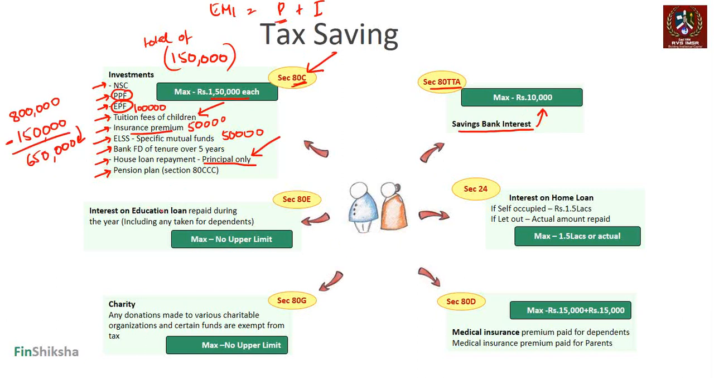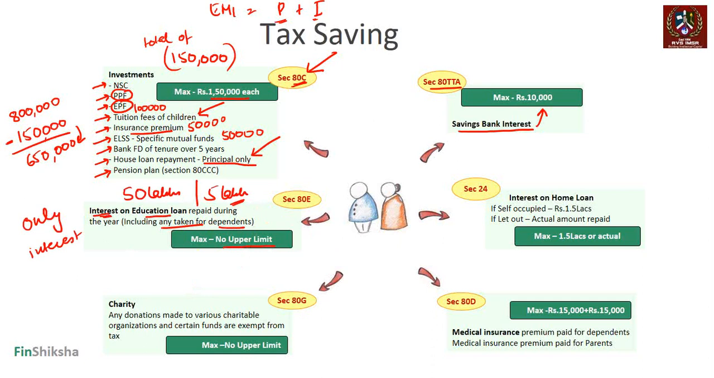If someone takes an education loan, then only the interest paid on it out of the EMI, only the interest component, remember, only interest, and including any loan taken for a dependent. So if I take a loan for my kid who's a dependent, all this can get cut from my total taxable income. There is no upper limit. So if the education loan is for foreign studies and I take a loan of, let's say, 50 lakh rupees, and in the first year there is a 5 lakh interest component on that, that entire 5 lakh will get subtracted from my income, right?